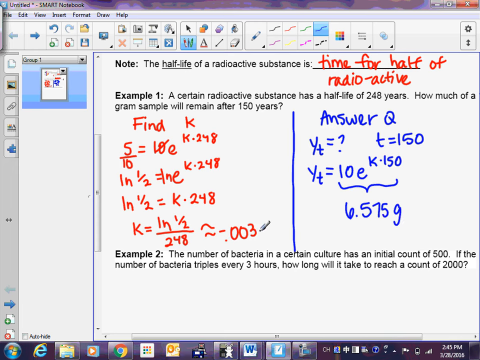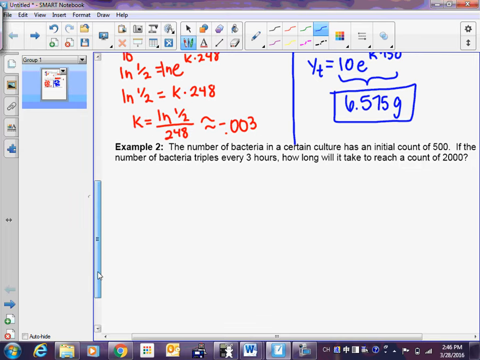Okay, notice I use the unrounded version of k. If you try to round k and then use that value here, your final answer will not be as accurate as it should be. Okay, so that's how you do a half-life problem.